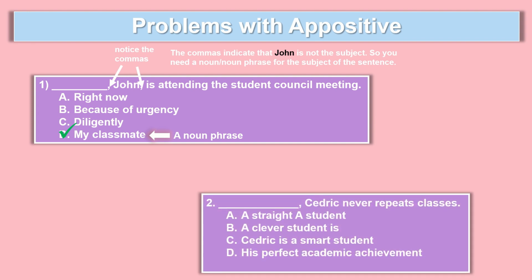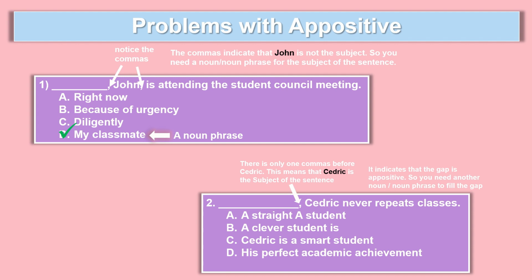Another example. Blah blah blah, Cedric never repeats classes. Look, in this sentence, you notice one comma before Cedric. And this way, you can notice that Cedric is the subject of the sentence. But still, there is a gap. Why is there a gap if there is already a subject in the sentence? It means that you need the appositive. You need a noun or noun phrase to fill the gap, since it is an appositive.